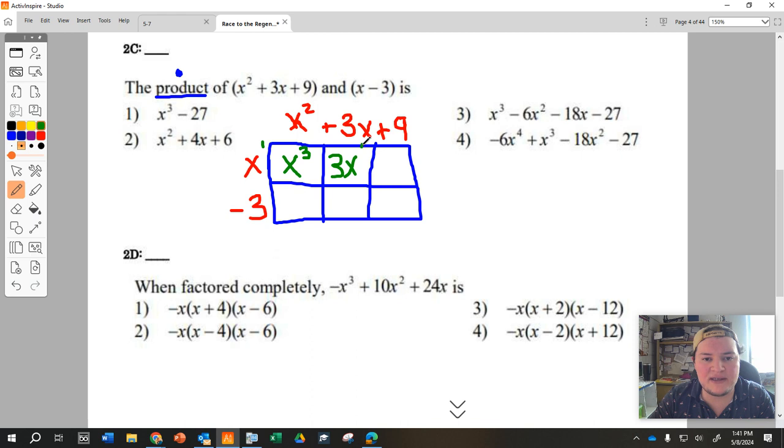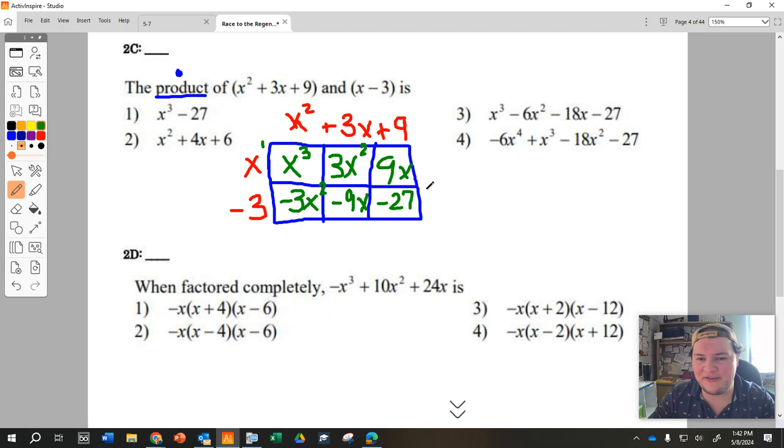3x times x, well, that's going to be 3x. Invisible 1 plus invisible 1 is going to be 3x squared. X times 9 is 9x. Number times letter is number letter. That's an easy property of math. Negative 3 times x squared. Number times letter is number letter, so negative 3x squared. Just glue them together. Hopefully you can see that. That's a squared. Negative 3 times 3x is negative 9x. Negative 3 times positive 9 is negative 27.